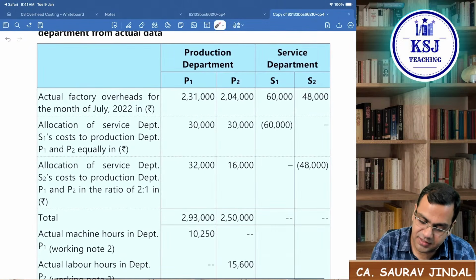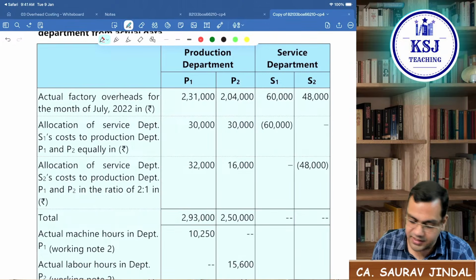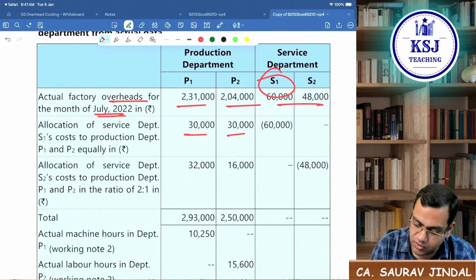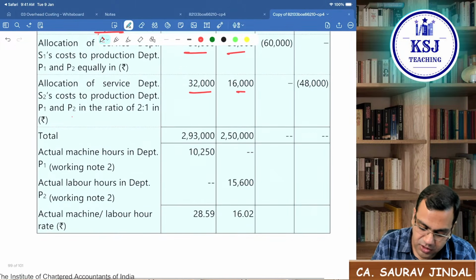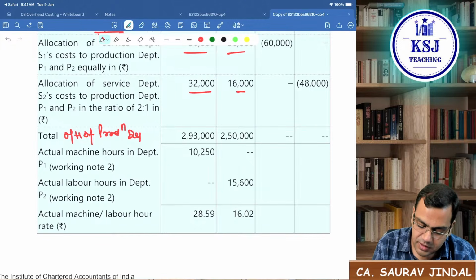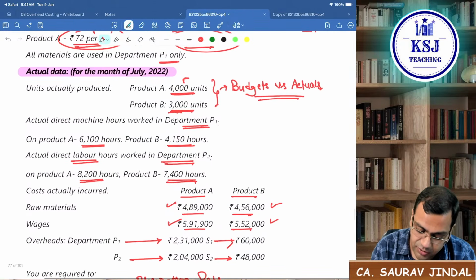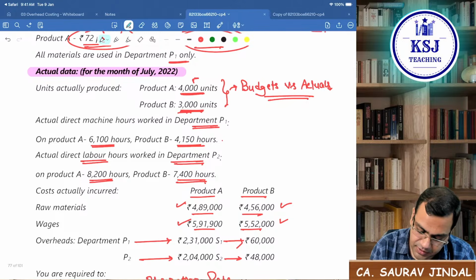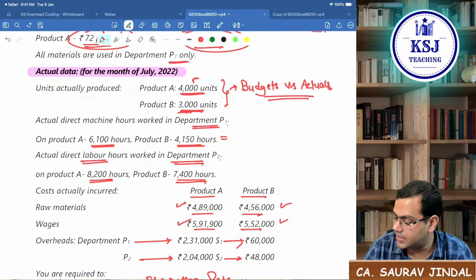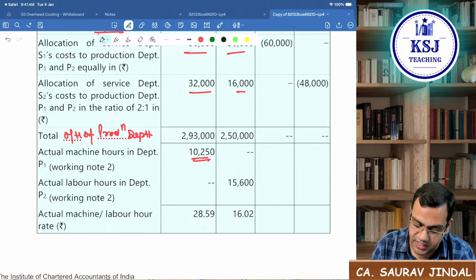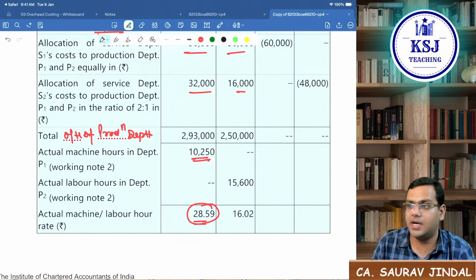Okay, actual overheads. See, the actual overheads are there. Actual factory overheads for the month of July are given to you. S1 distributed equally, S2 distributed in the ratio of 2:1. So you will get the total overheads of production department. Right, now P1 is machine intensive. So actual machine hours are given to you. This is your total machine hours, that is 6100 plus 4150, that is 10,250. So if you divide by 10,250, you get the actual machine hour rate.